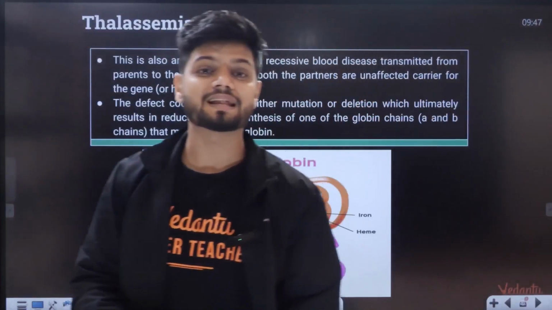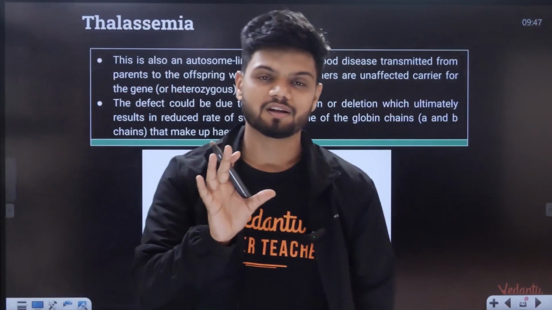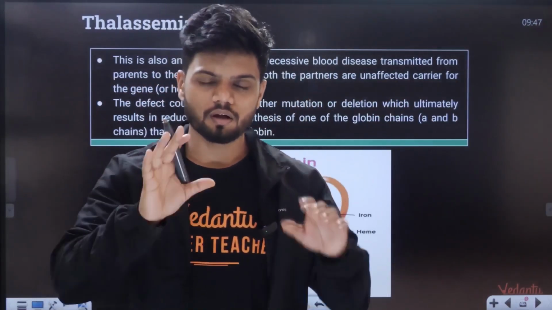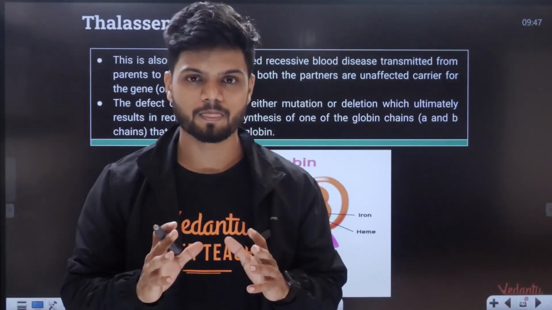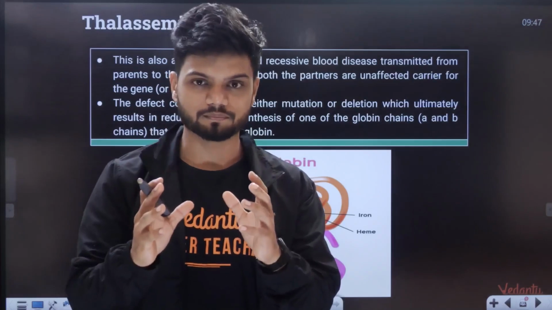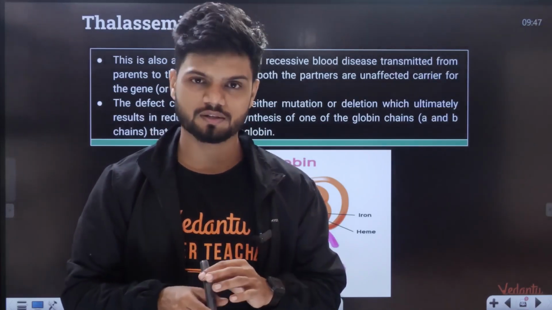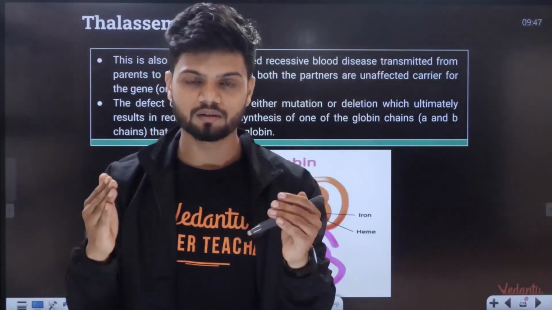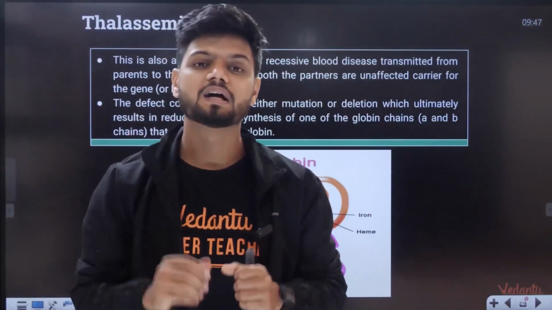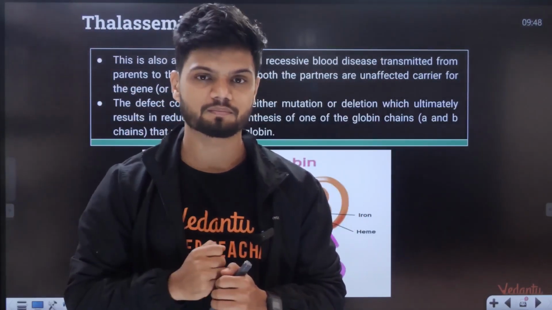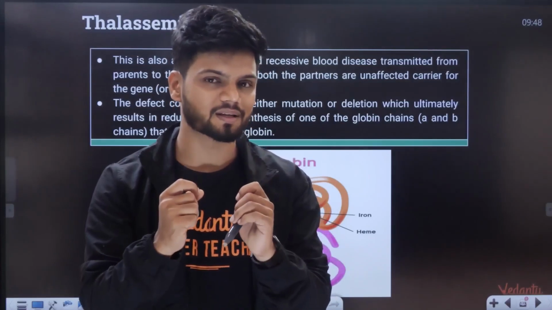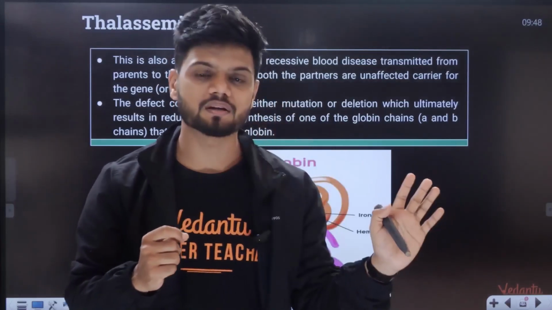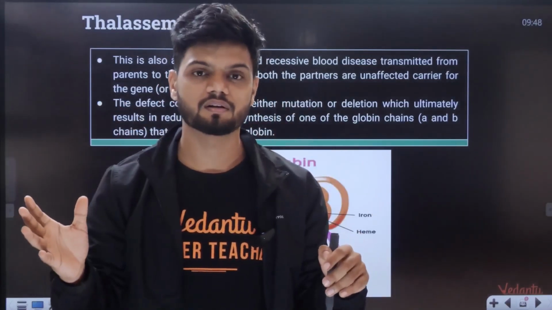The next disease is called thalassemia. Very simple. In thalassemia, I will tell you a small concept here. If you know the structure of hemoglobin, a hemoglobin has 4 chains, 2 alpha chains and 2 beta chains. The structure of hemoglobin which holds oxygen has 2 alpha chains and 2 beta chains.